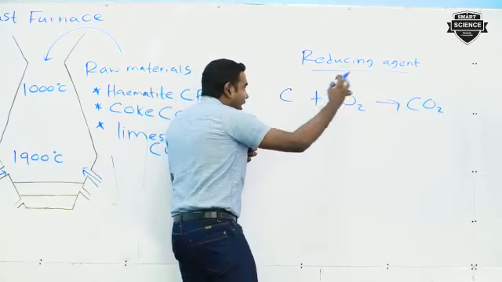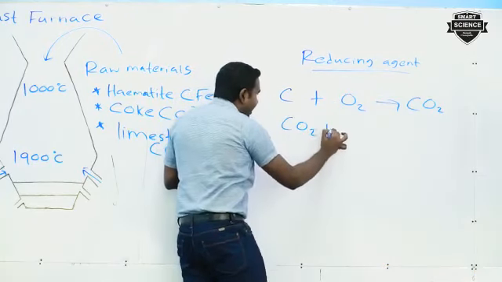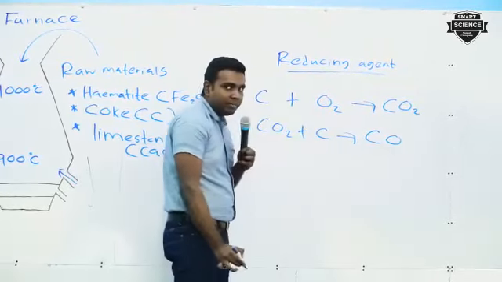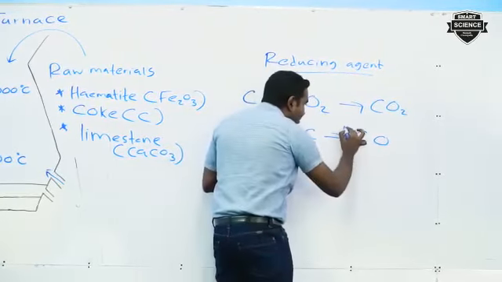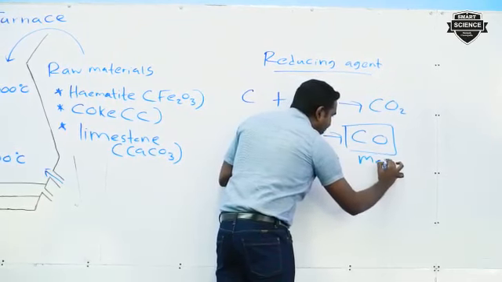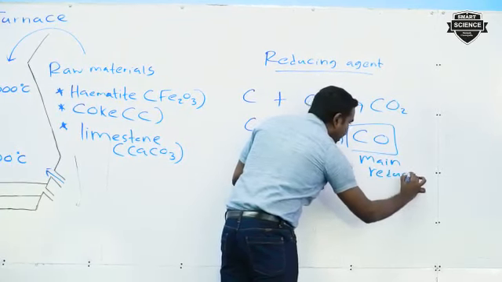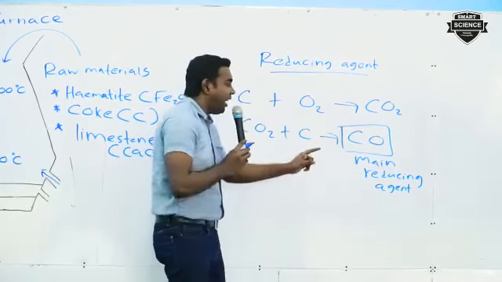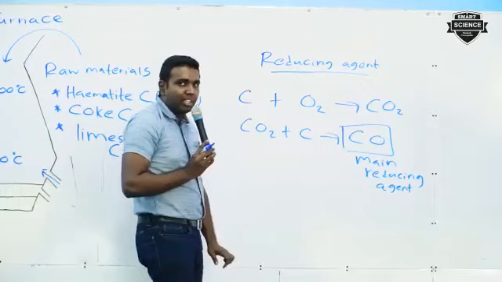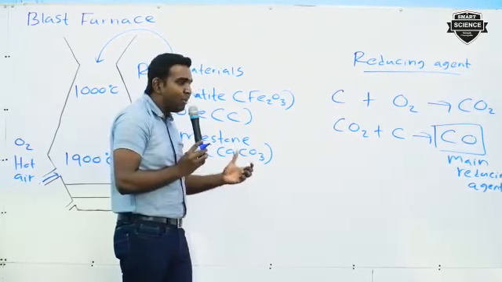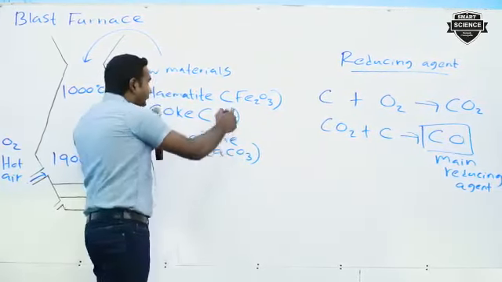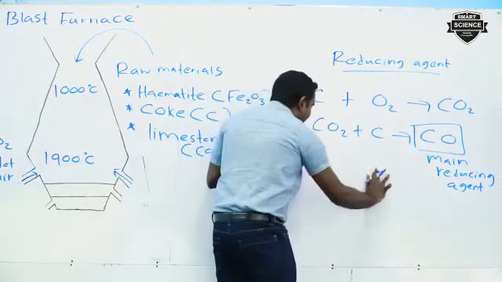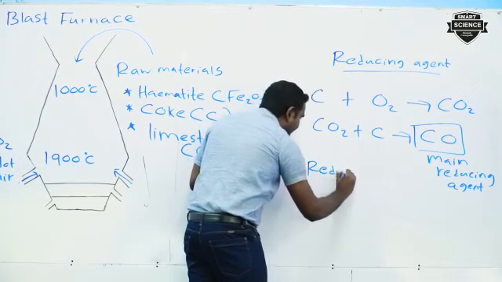This carbon dioxide further reacts with carbon and forms carbon monoxide. This carbon monoxide acts as the main reducing agent in the blast furnace. Now you have got the reducing agent. Now you can reduce this iron 3 oxide. Our next step is reducing iron 3 oxide.